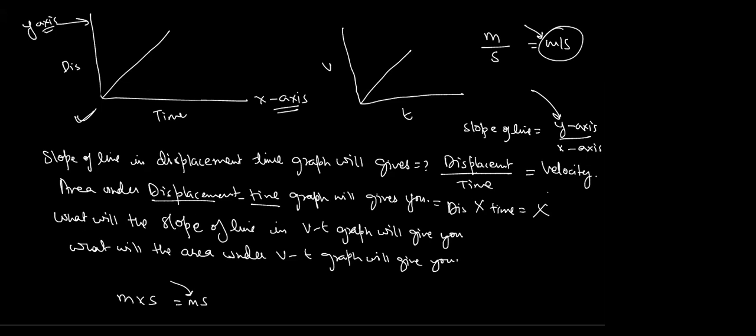If I'm asking what will be the slope of the line in the VT graph, just write V by T. Slope means you have to write the physical quantity in P upon Q fractional form. So V by T. What does it give you? The unit of velocity is meter per second. Velocity upon time gives you, it is simple.